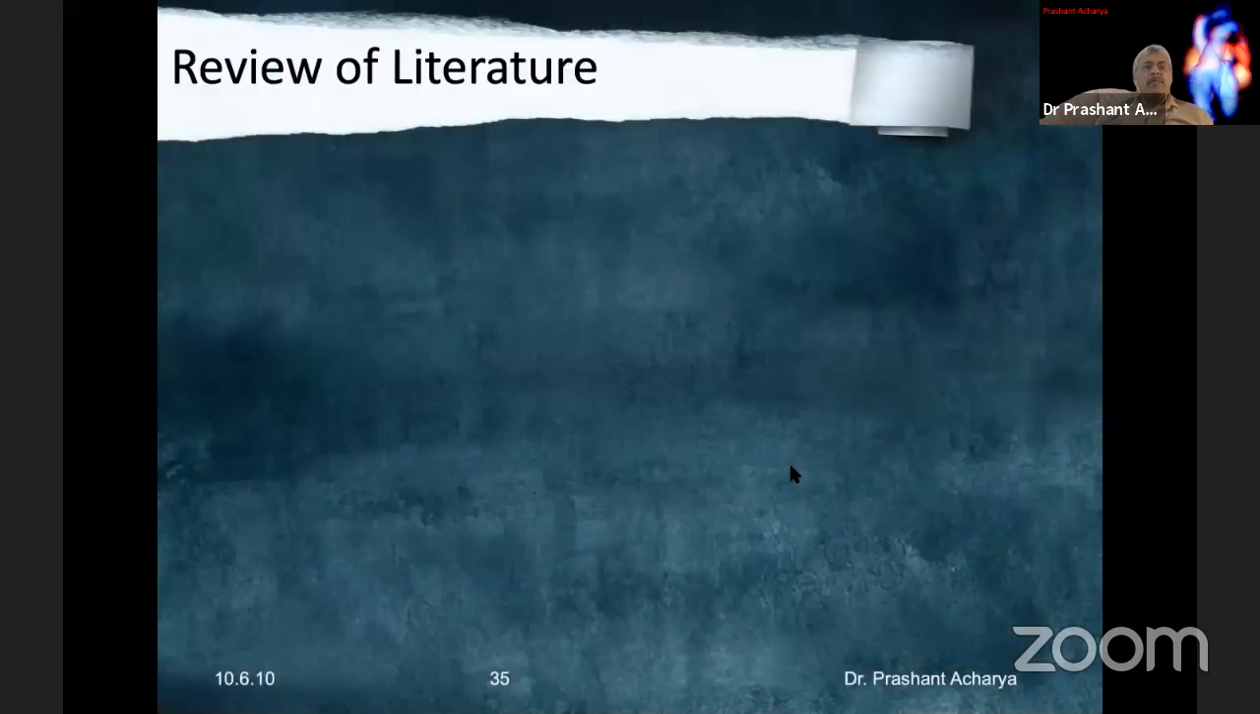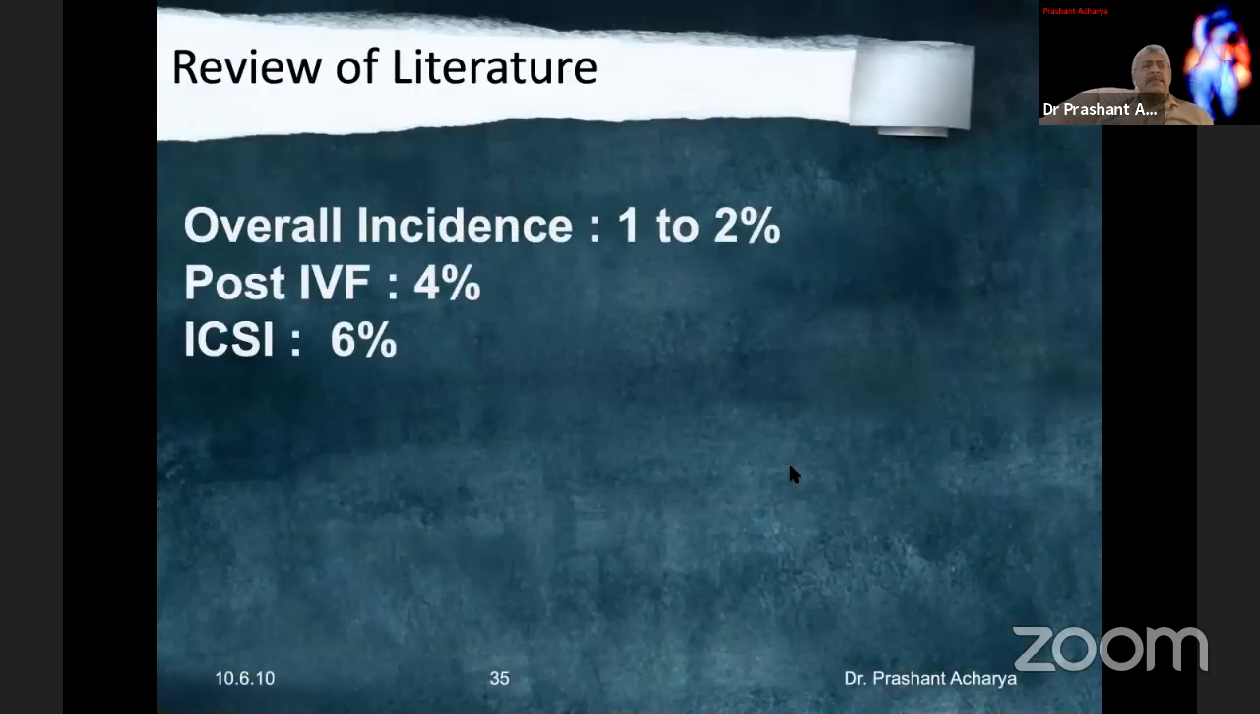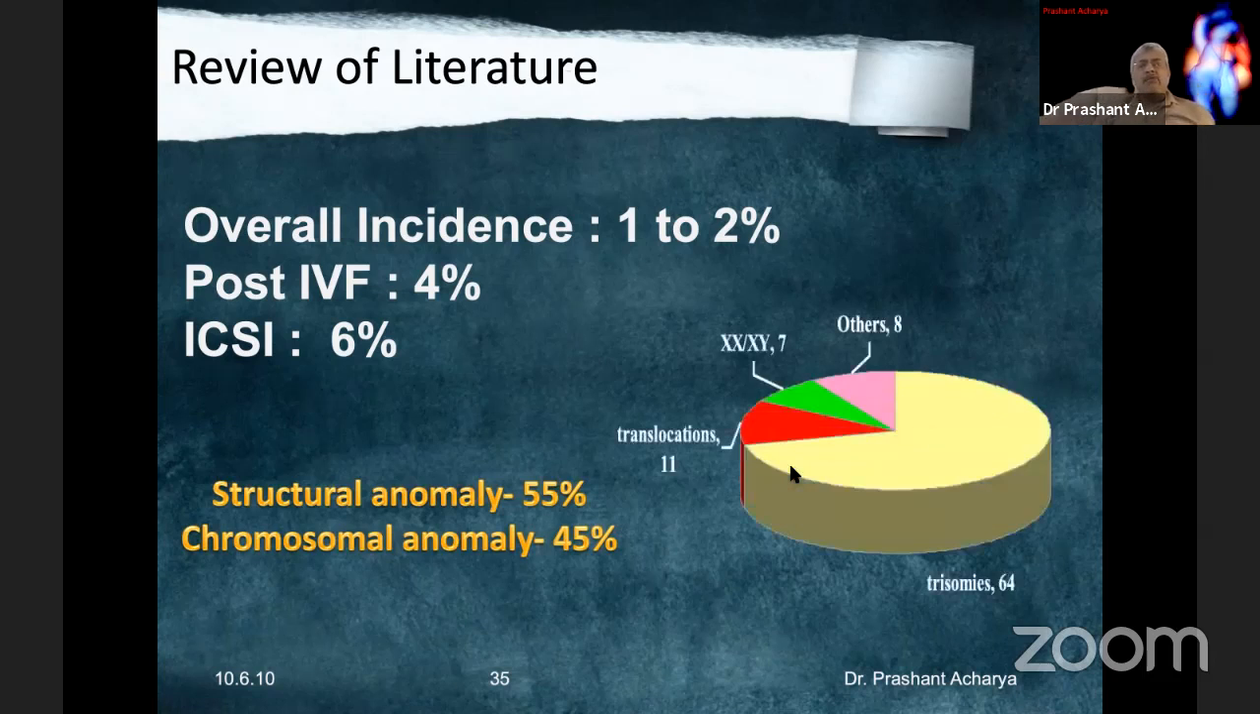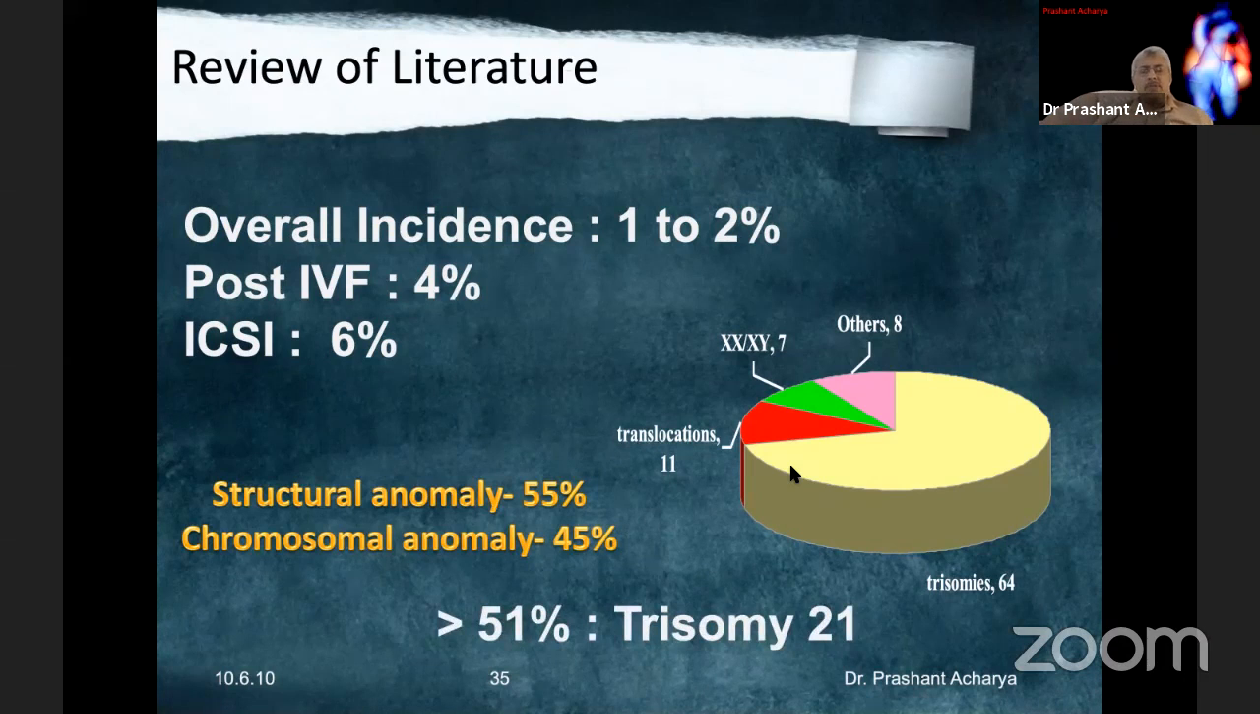Ultrasound and biochemical markers. Review of literature says that the overall incidence of chromosomal defect is almost about 2%, which goes to 4% after IVF and 6% post ICSI. And out of that, almost 45% will have chromosomal defect. And out of these 45%, almost 64% are because of the trisomies. And out of that 64%, more than 51% are because of trisomy 21.